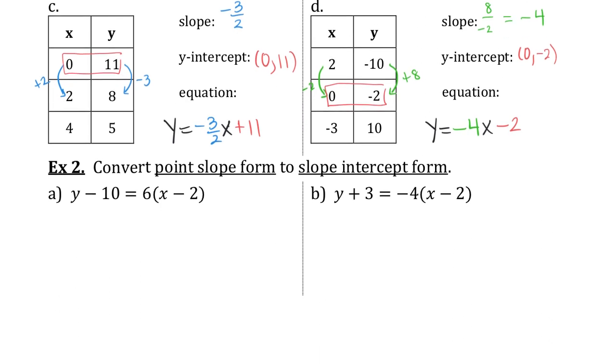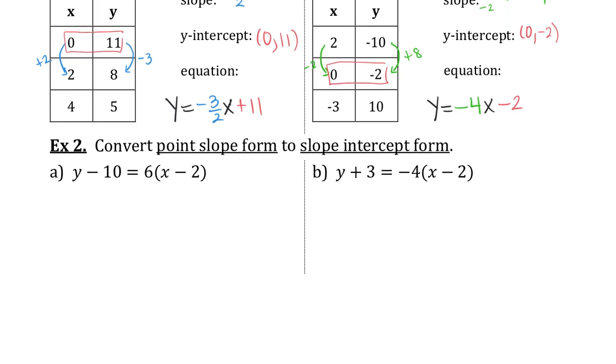Okay, before we start writing some equations in point-slope form, I want you to remember that your point-slope form can be converted to slope-intercept form. So we write the equation in the way that is the easiest possible, and then if necessary, we can always change it to the format we would like later. Okay, so this is point-slope form. I can see the slope is 6 and the point is 2 and 10.